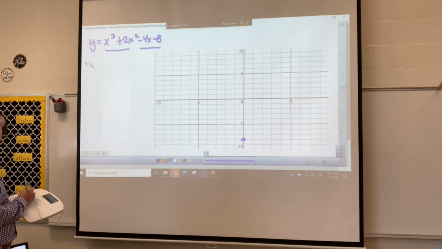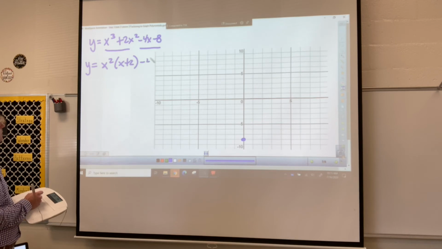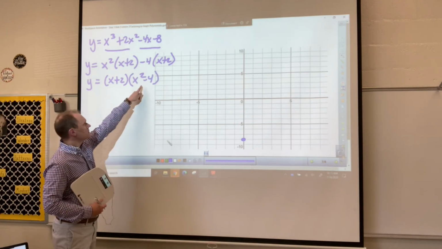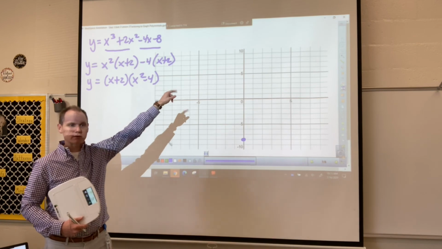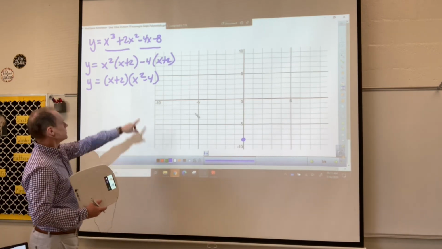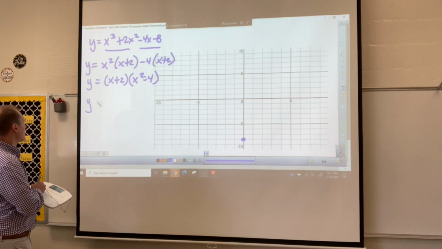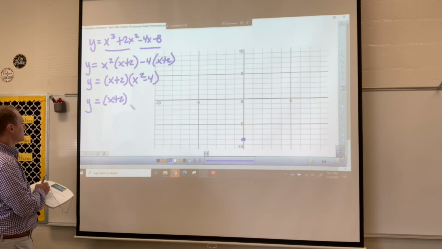But if we factor by grouping here, we're going to have x squared times x plus 2 minus, we'll take out a -4 here, times x plus 2. From there, we can factor out x plus 2 from the entire thing, leaving us with x squared minus 4. The interesting thing here is that this factors one step further. What does that factor to? This one here. x minus 2, x plus 2. Yeah, x minus 2, x plus 2. So we have x plus 2 times x minus 2 times x plus 2.